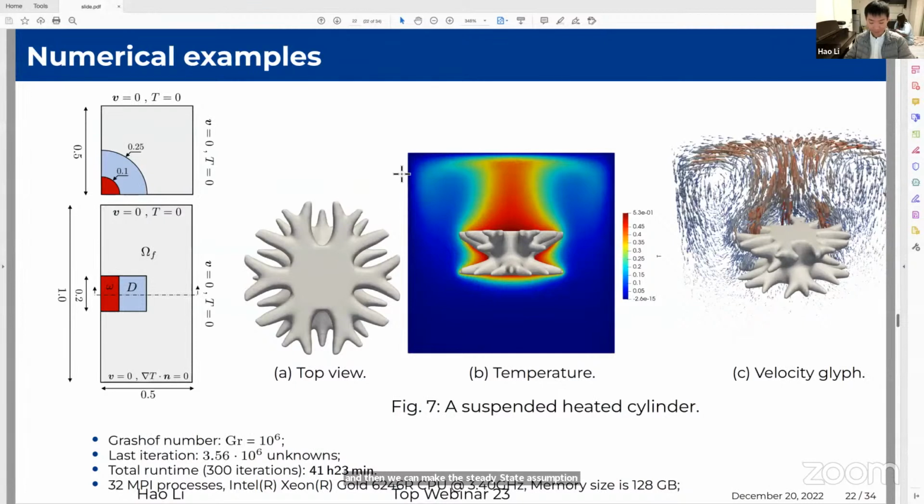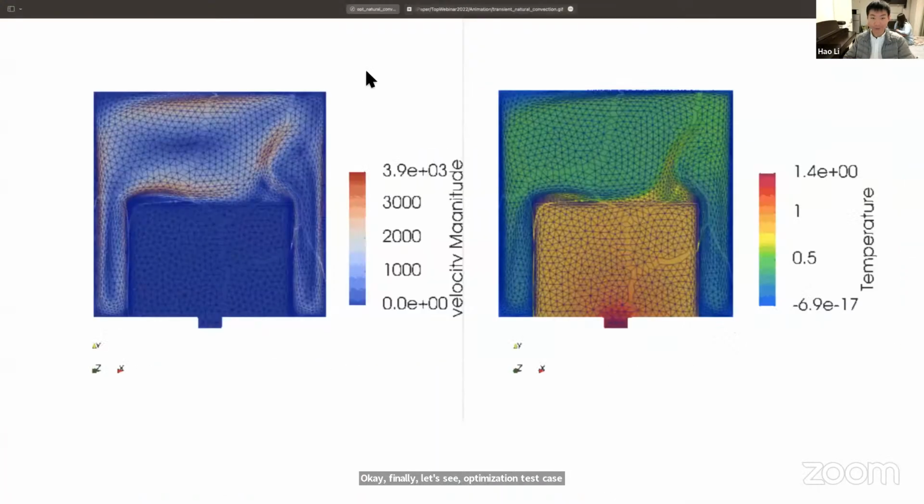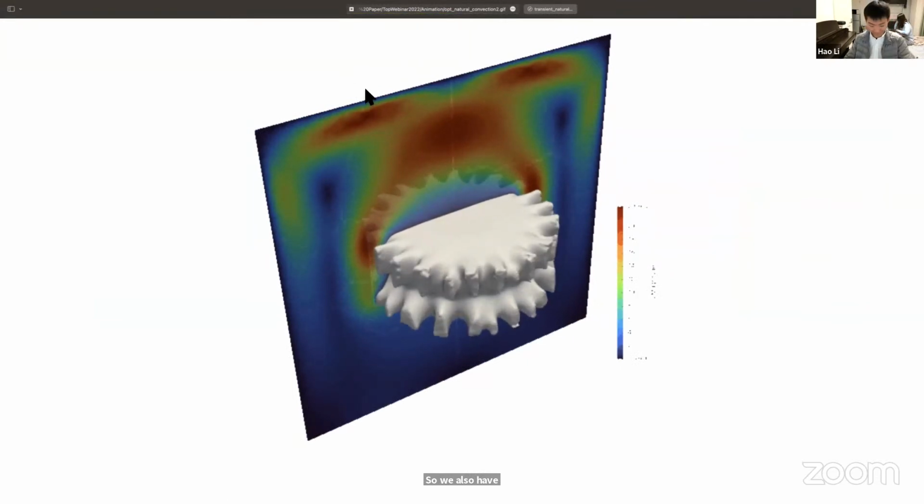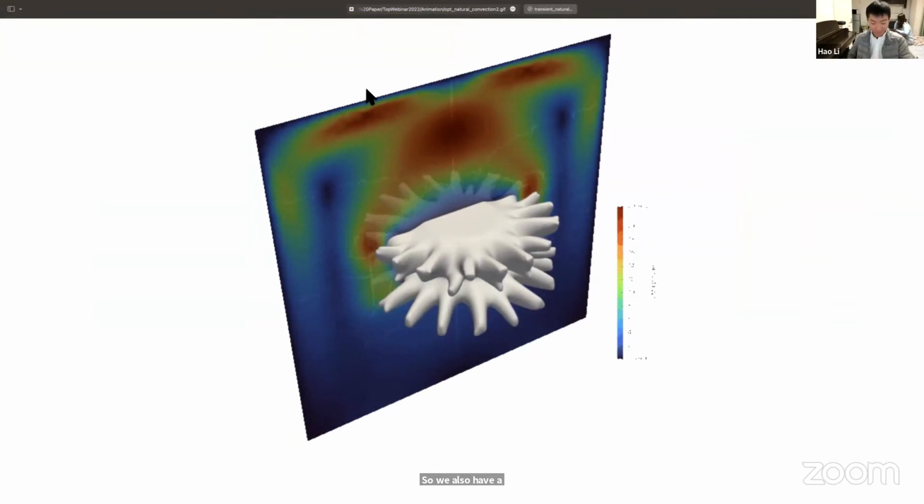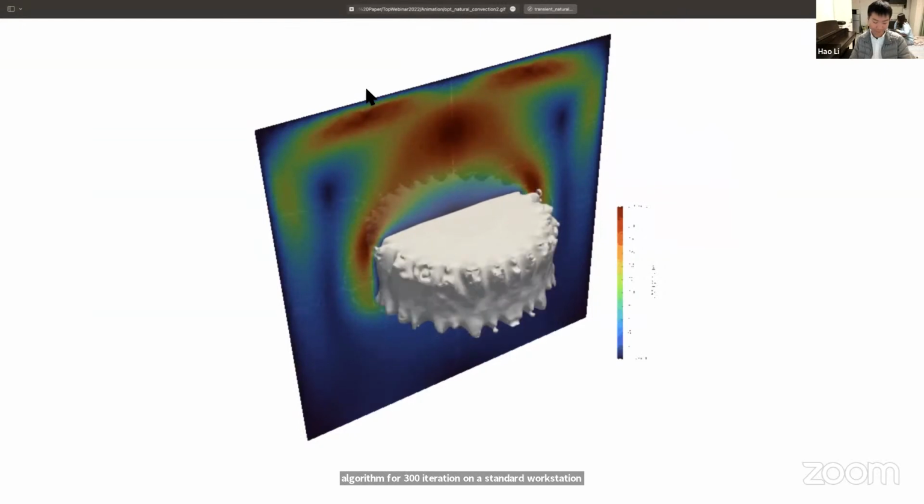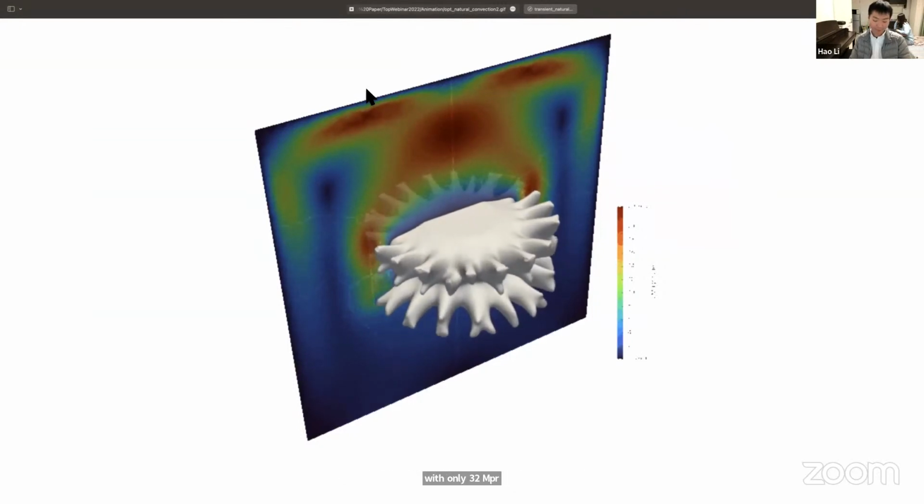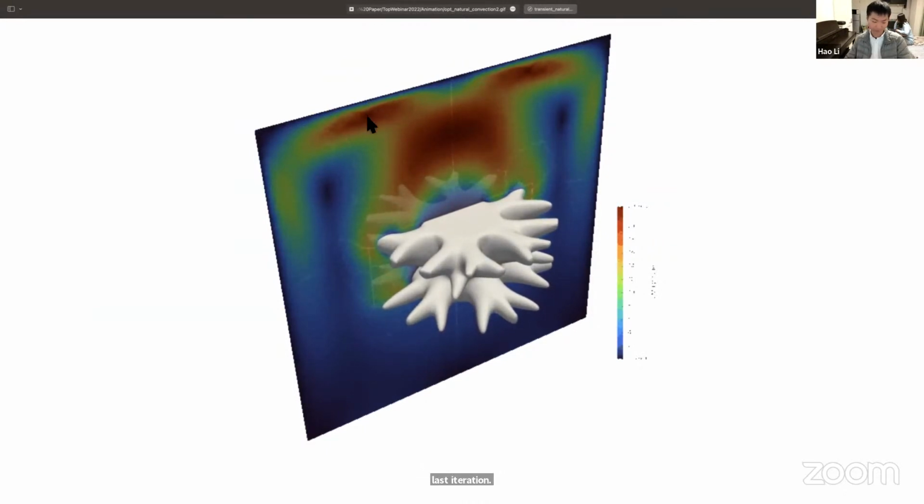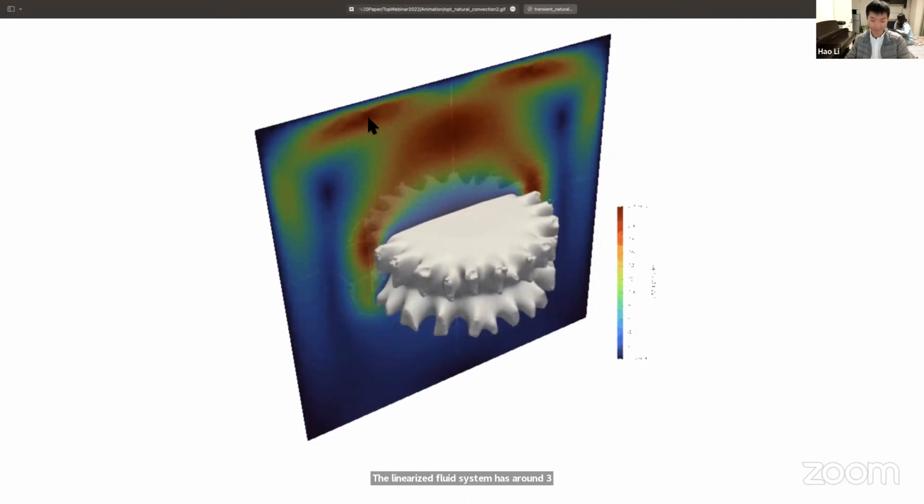Okay, finally, let's see the optimization test case. So we also have an animation for you. In this case, we run the optimization algorithm for 300 iterations on a standard workstation with only 32 Ampere processors, and the total runtime is about 41 hours. For the last iteration, the linearized fluid system has around 3.56 million degrees of freedom.